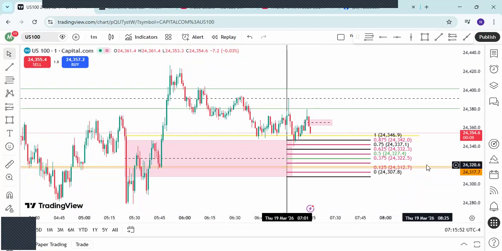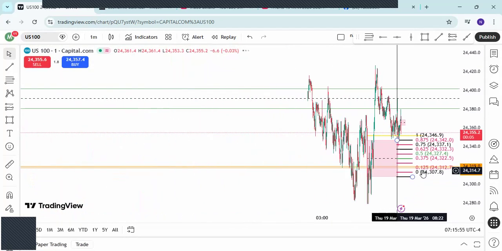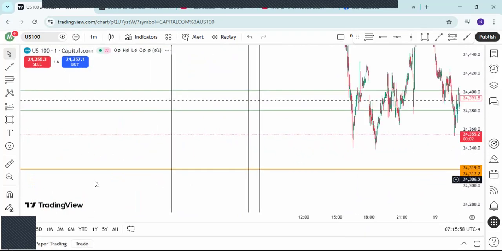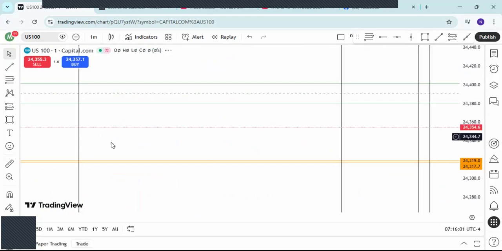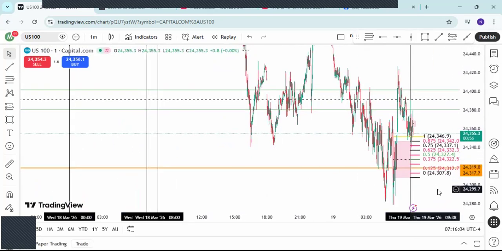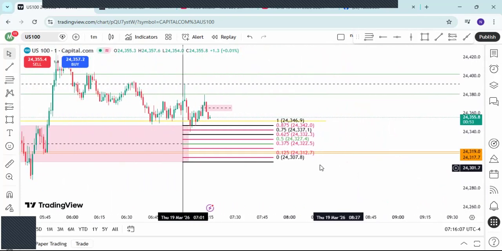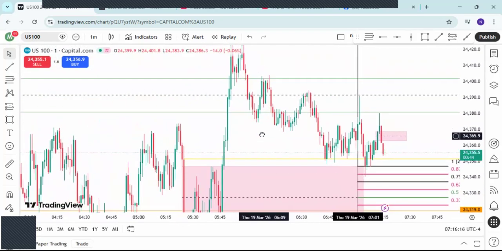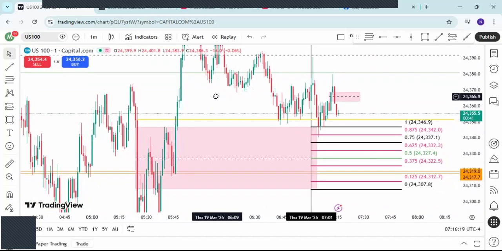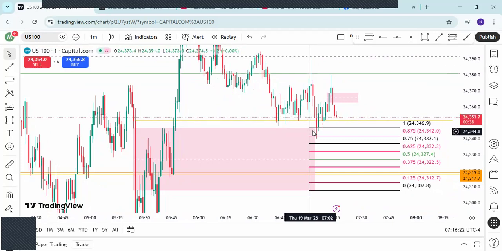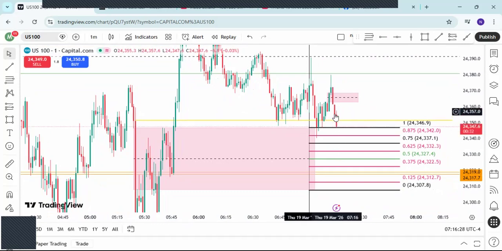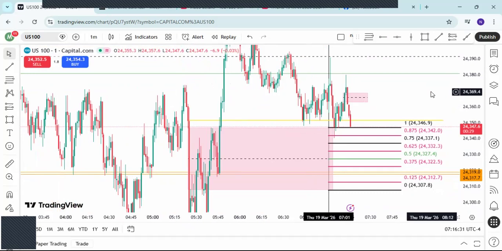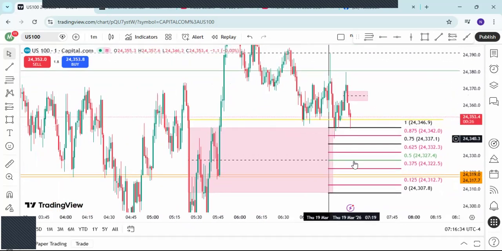And this is new week. Open gap for this week. Okay. See how it behaves in here.